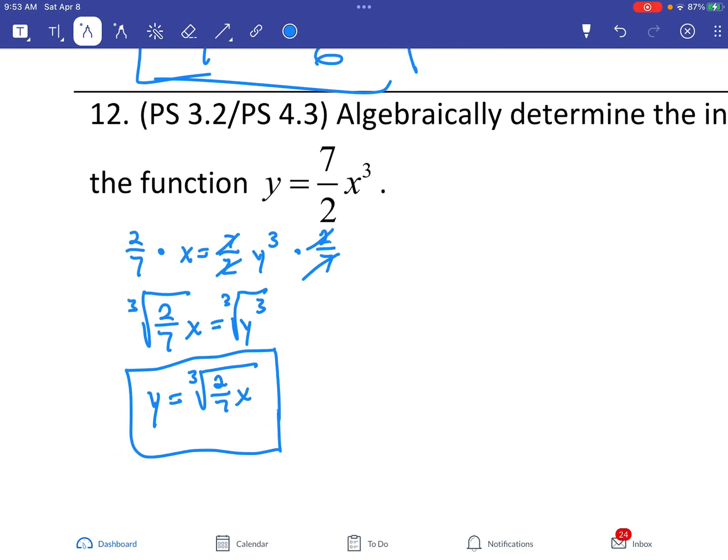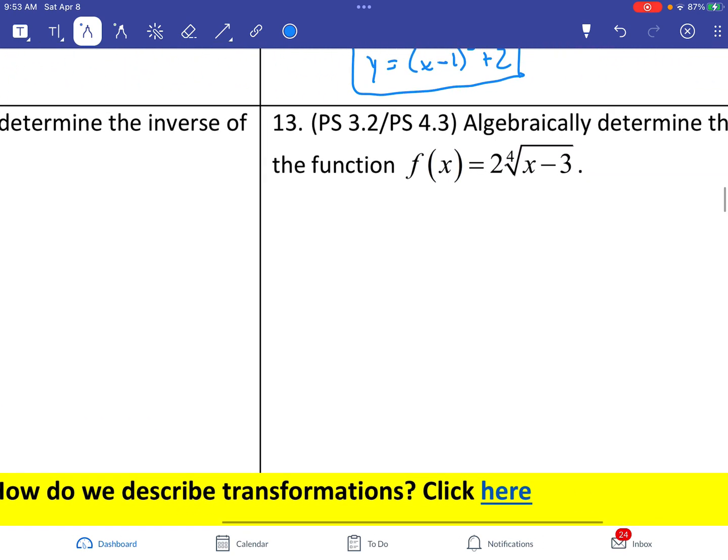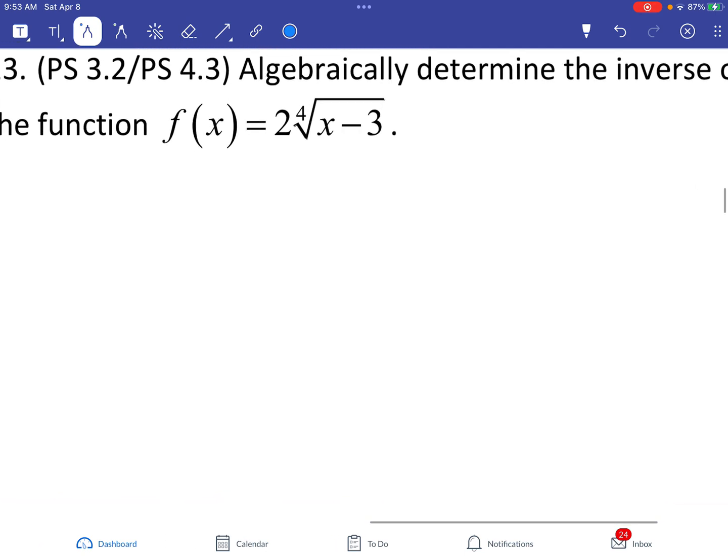That's it. Number 13. Finding the inverse of this function. So we have x is equal to 2, the 4th root of x minus 3.